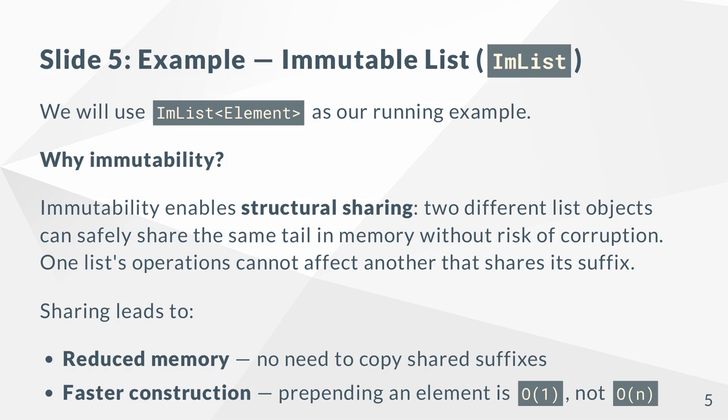Why immutability? Immutability enables structural sharing. Two different list objects can safely share the same tail in memory. One list's operations cannot affect another that shares its suffix. This leads to reduced memory, no need to copy shared suffixes, and faster construction. Prepending an element is O(1), not O(n). Immutable lists are not just simpler to reason about, they are often more efficient than their mutable counterparts.